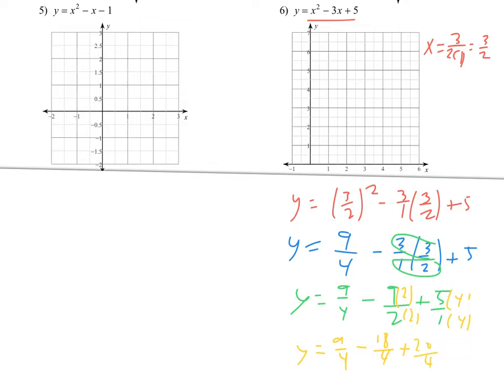So now that I have a common denominator, I'm going to add all those up, add the numerators, but keep the denominator the same. So 9 minus 18 is negative 9. Negative 9 plus 20 is 11. And so I know my vertex is 3 over 2, comma, 11 over 4.